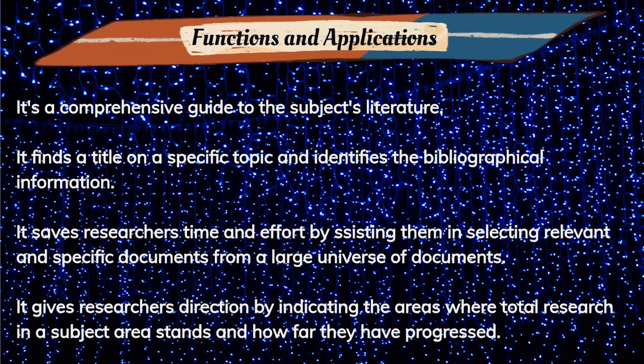The following are some of the functions and applications of bibliography. It serves as a systematic guide to the literature of the subject. It locates a title on a given subject and identifies the bibliographical details on it. So what do you mean by bibliographical details? The title of the manuscript, the name of the author, the name of the publisher, the date and place of publication, and so on. It saves the time and efforts of researchers as it helps in selecting relevant and specific documents from a large universe of documents.